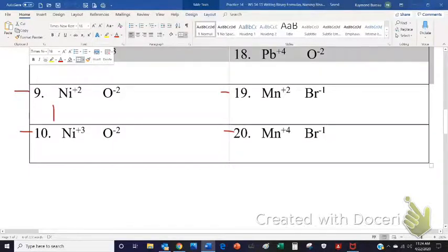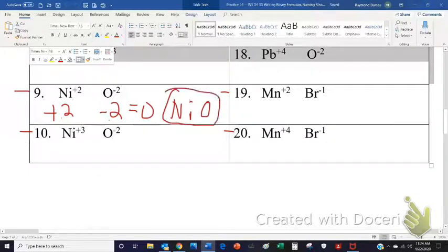But at least this time, we're given the oxidation numbers. Nickel, +2, oxygen, -2. Does that already make 0? +2 -2, nothing more to do. So it takes only one of each element to give us the formula, nickel oxide. Number 10, nickel's a transition metal with more than one oxidation. So now we have a nickel +3, oxygen -2. We can do the little switch trick and put this 2 over here and this 3 over here and be done.